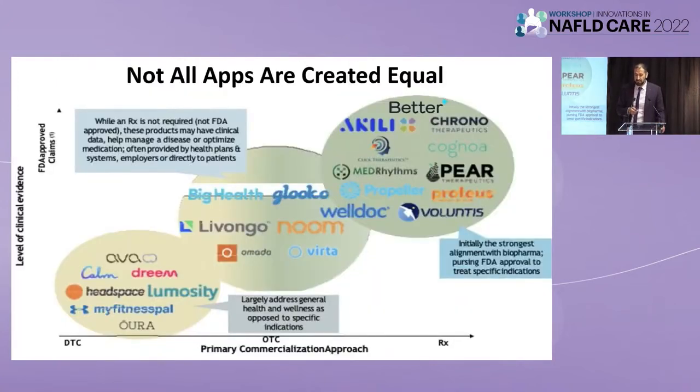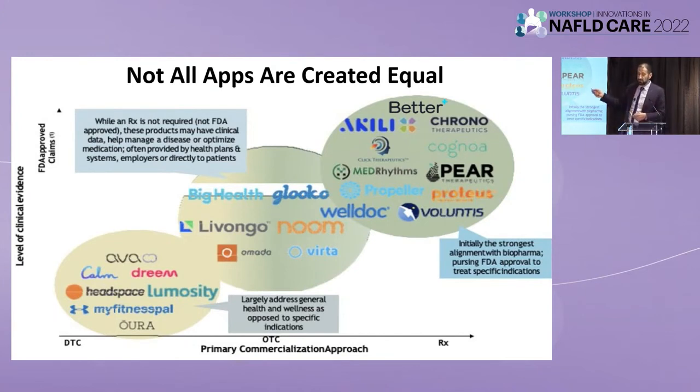So not all apps are created equal. There are apps that target just general health, like MyFitnessPal, which I use personally, or Calm for meditation. There are apps that have specific indications, like the Noom app, where you're targeting weight loss, but this does not have an FDA indication, and you do not need a prescription. You just need to subscribe to it. And there's the last category, which is the prescription digital therapeutics.